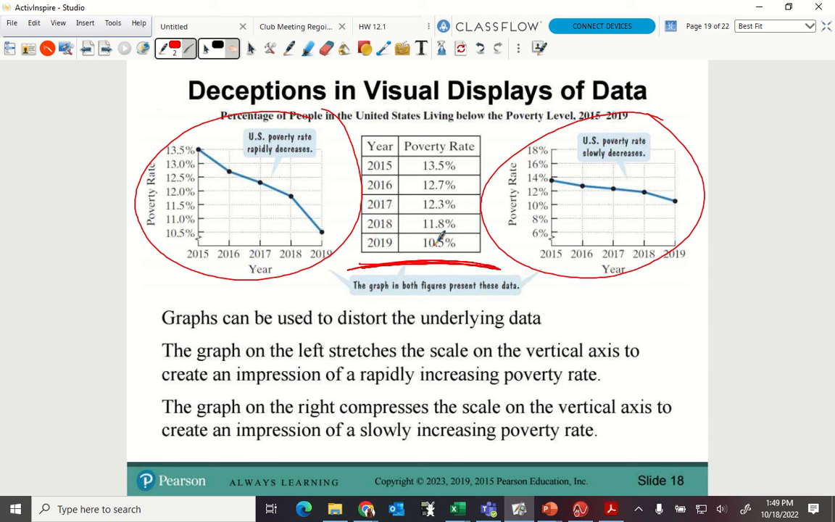So that's one thing that you guys got to look for. Who is saying the information? Yes, that is another way to have deceptions in these. So who's saying the data? Or is the data stretched out to make it look worse than it actually is? Or, yeah, this one right here, this one makes it look worse.